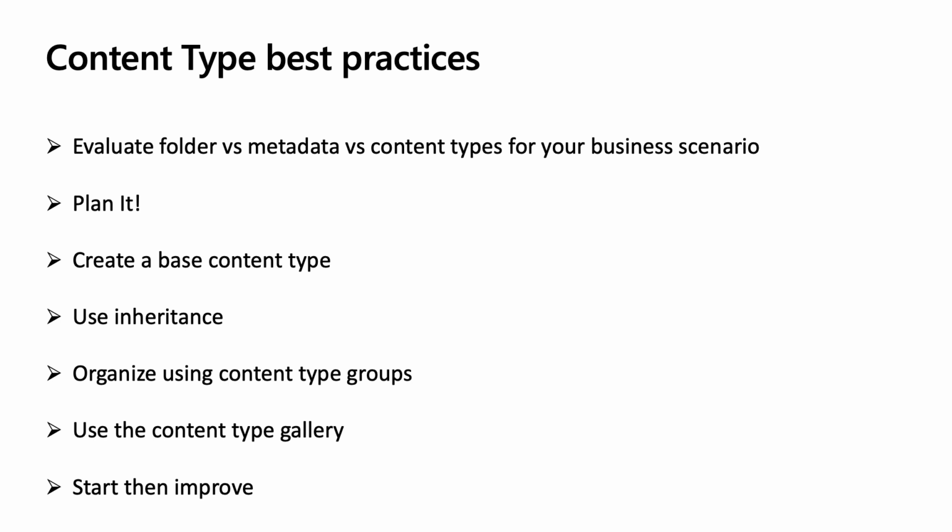Use it. Finally, start and then incrementally improve your content type hierarchy. Remember, the best part of content types is that it is editable. That's it. You're now all set to create a great document management structure for your organization. Anupam is now going to take you through a quick recap. Over to you, Anupam. Thanks, Sudha.